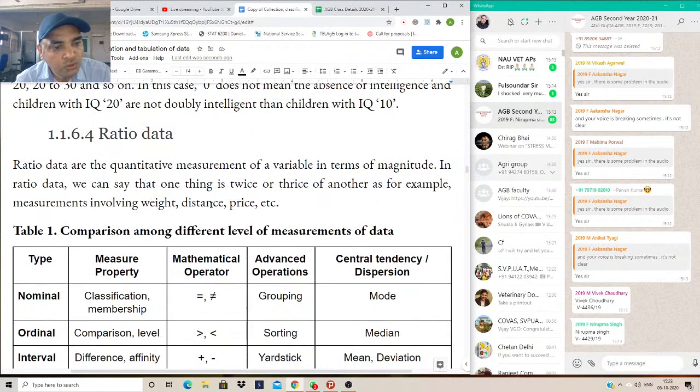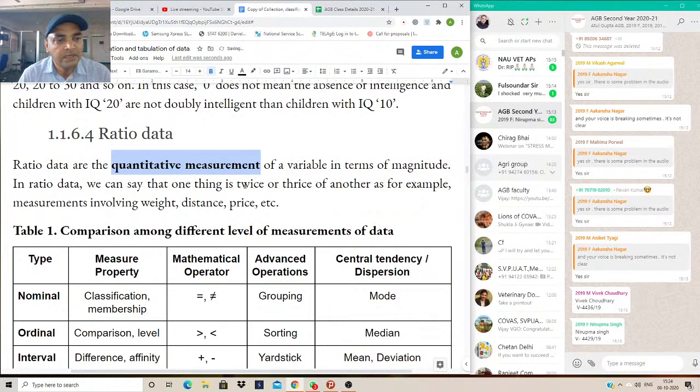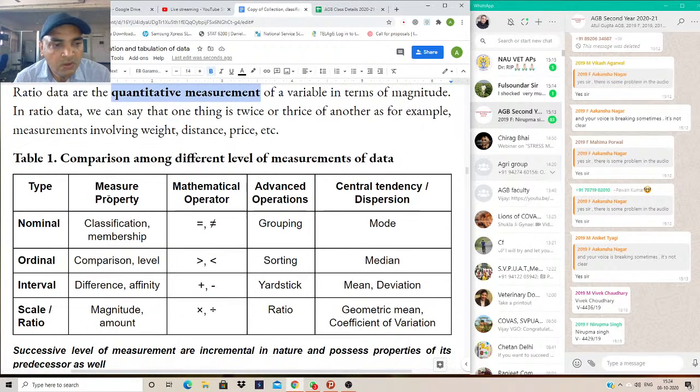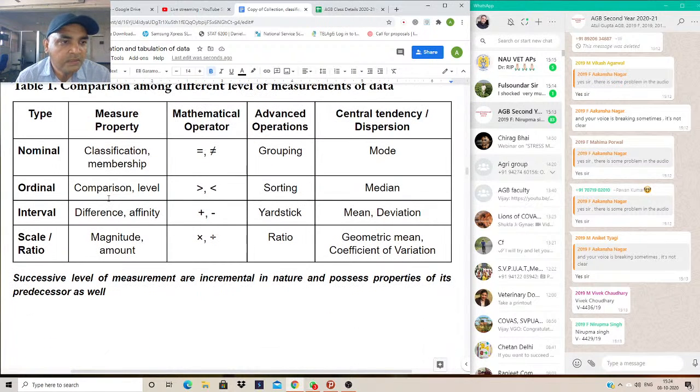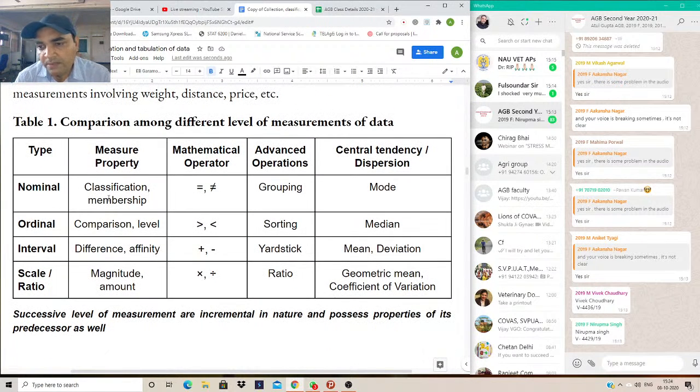Then comes the most commonly used type of measurement, that is the ratio data. The ratio data are the quantitative measurements. That is, quantitative data is generally measured in terms of ratio. Ratio data is a word we generally use in mathematics. That is, all the mathematical operations can be applied on the ratio data. All these can be understood from this table by comparing this table.